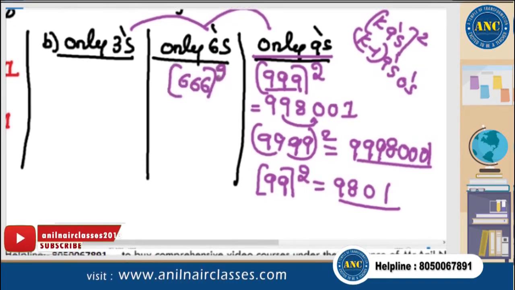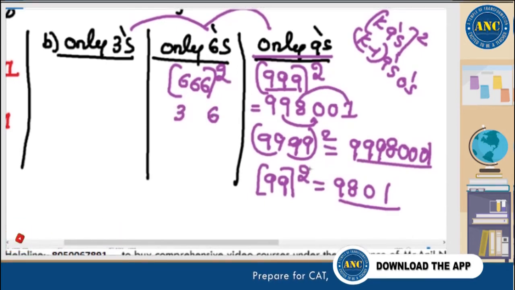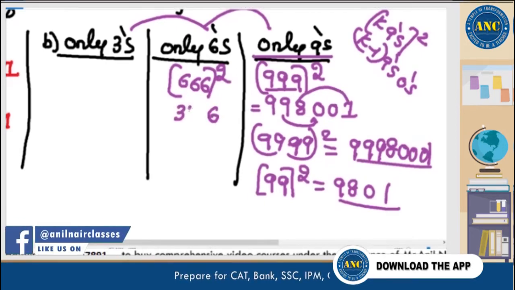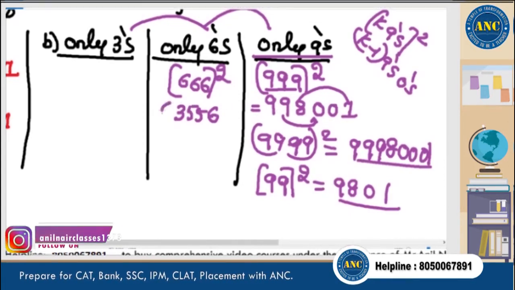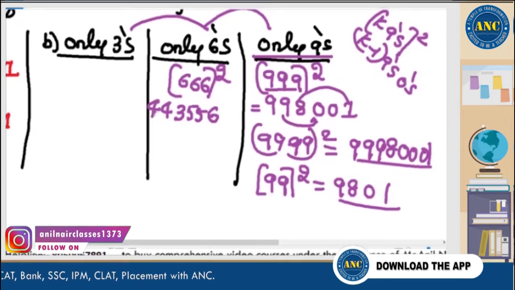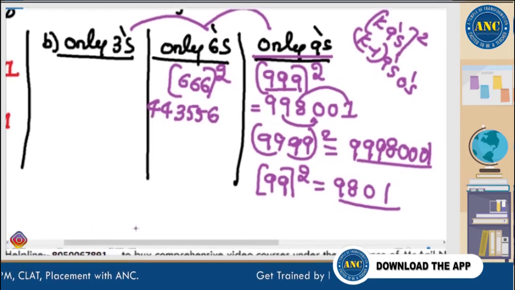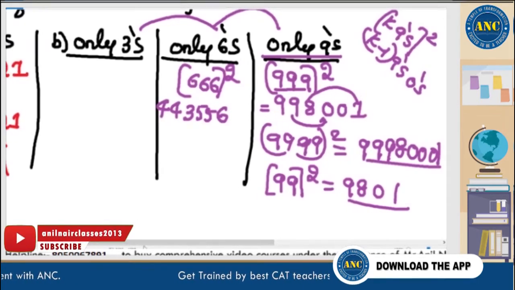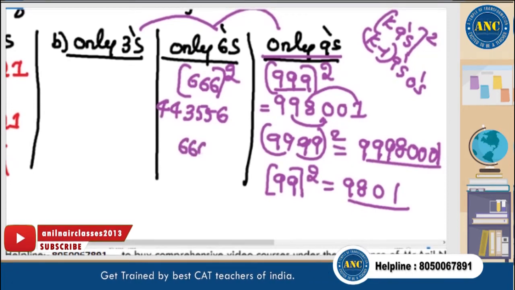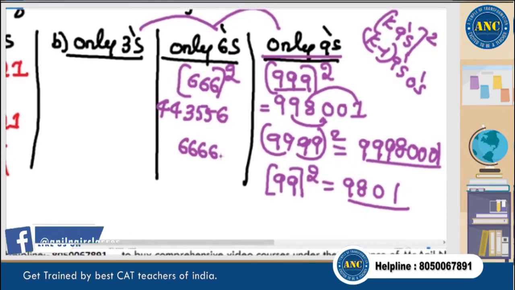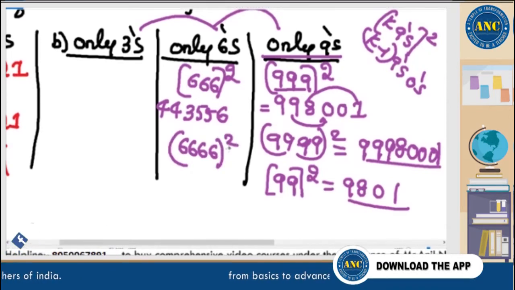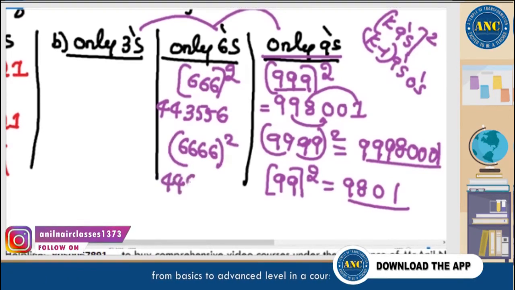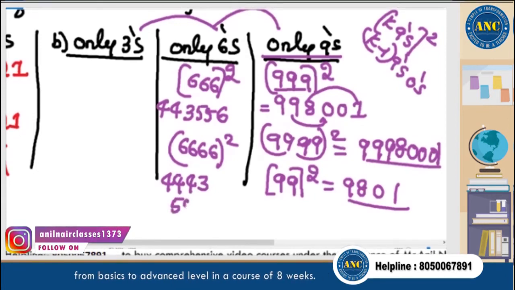666 whole square. 6 square is 36. 1 less than 6 is 5. 1 more than 3 is 4. 1 less than 1 is 0 for the 81 part. I hope the logic is very clear to you. Suppose 666 whole square is there. If 666 is there, answer will be 443556.